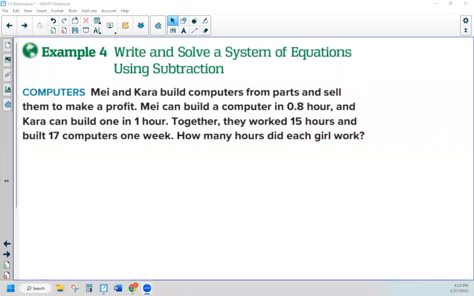This is solving systems of equations with the use of elimination. Right here on example number 4, we're going to see how a word problem pans out. So what does a word problem look like when we're dealing with systems of equations?